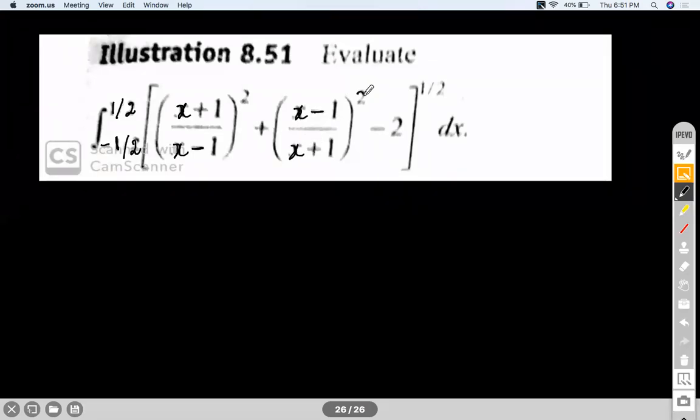I hope you can read this question now. This is normal brackets. So it's nothing but the integral of the square root of (x plus 1 by x minus 1) square plus (x minus 1 by x plus 1) square minus 2, to the power half, from minus half to 1.